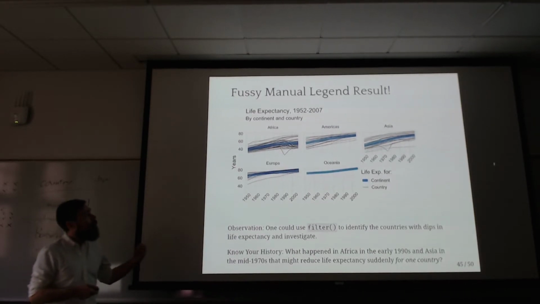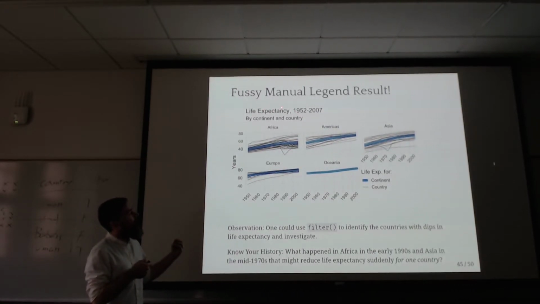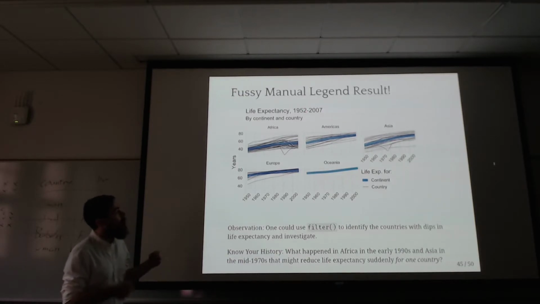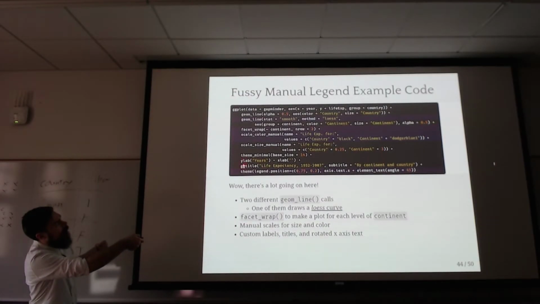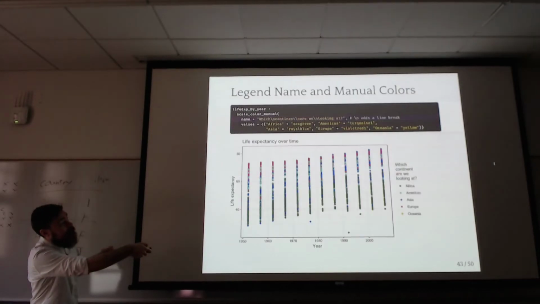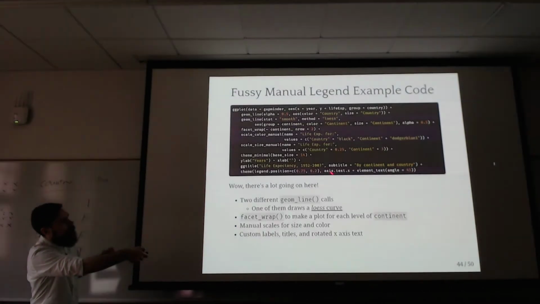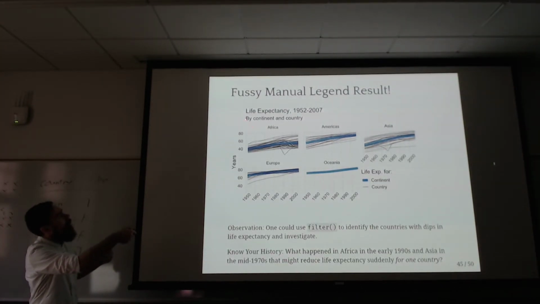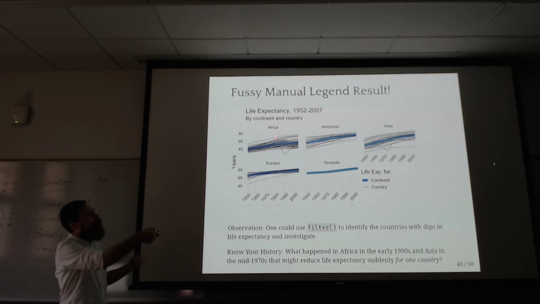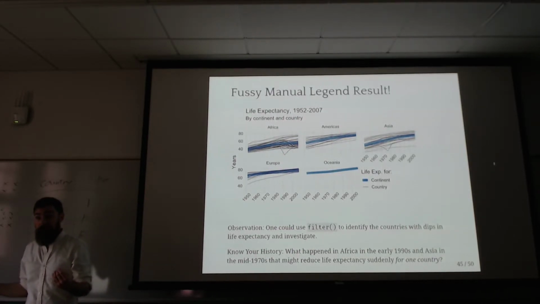So that generates this plot. Life expectancy in every country in the data set, 1950 to 2007. I've added a subtitle. You see in ggtitle, I have the main title, and then subtitle equals by continent and country. By continent and country. Every continent has its own plot because I facet wrapped by continent.